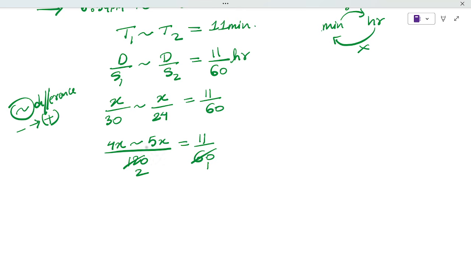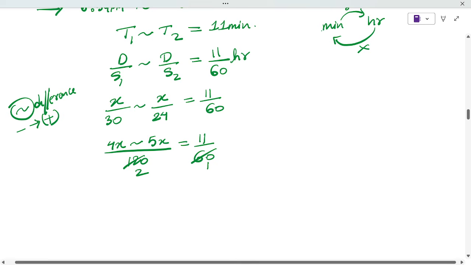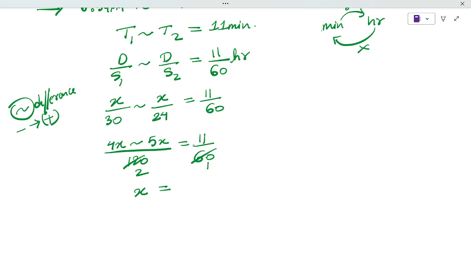So 4x minus 5x is minus 1 x. Whether speed or distance, everything is in terms of hour only. We never say minus 5 kilometers or minus 9 km. We never talk this way, for which we drop the minus. Simple as that. So 4x minus 5x will give us x is equal to 2 into 11 will give us 22 kilometer. So the answer is 22 kilometer.